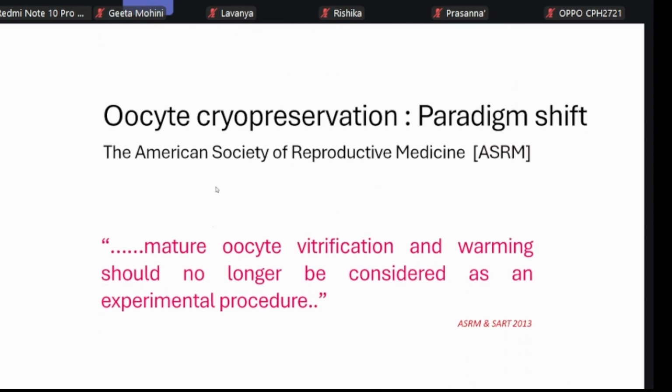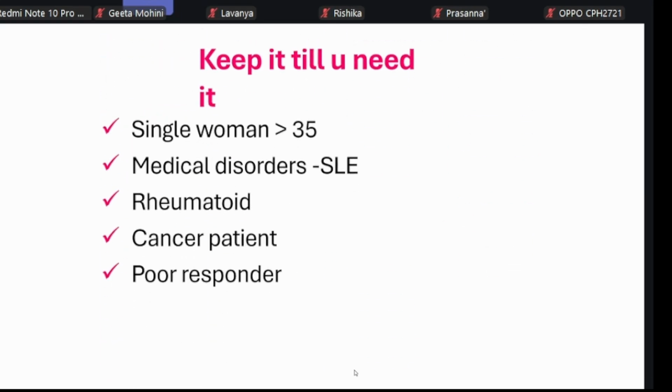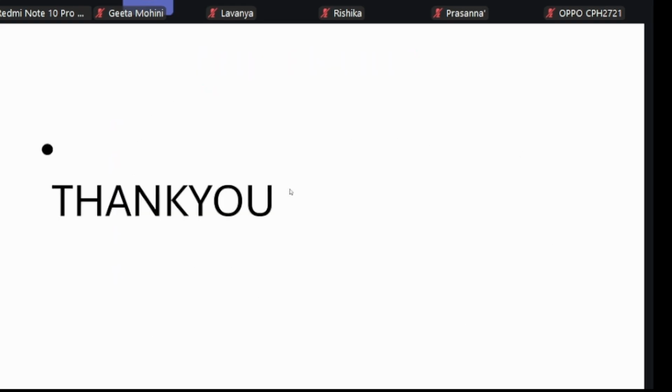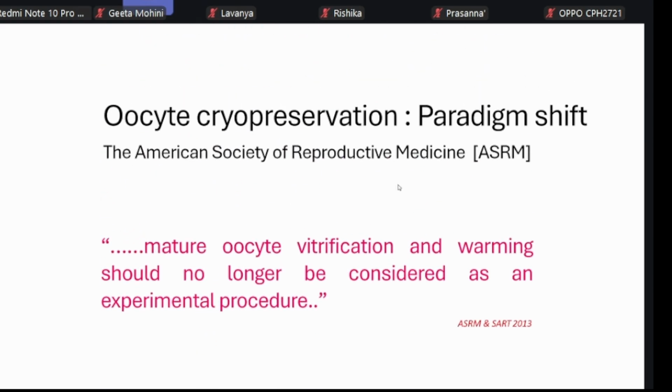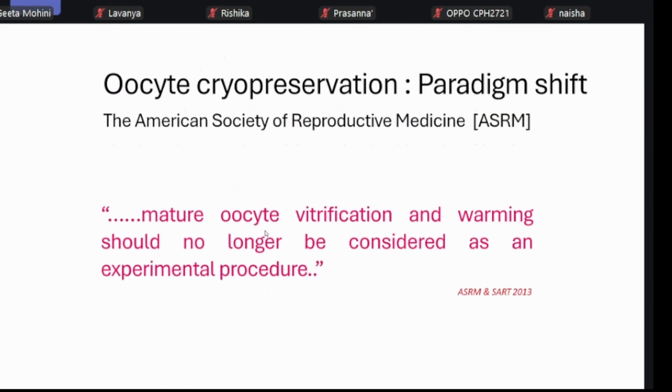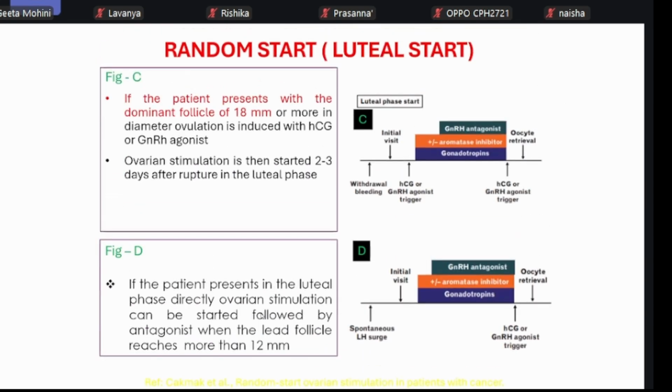It is also useful for oocyte cryopreservation. Nowadays, as so many people are postponing marriages and pregnancies, we can give the option of oocyte freezing with these protocols, and the success rates are also good. Especially cancer patients and poor responders can freeze their eggs. So that is about all the stimulation protocols.